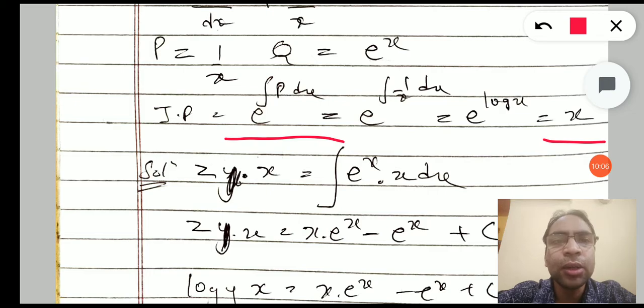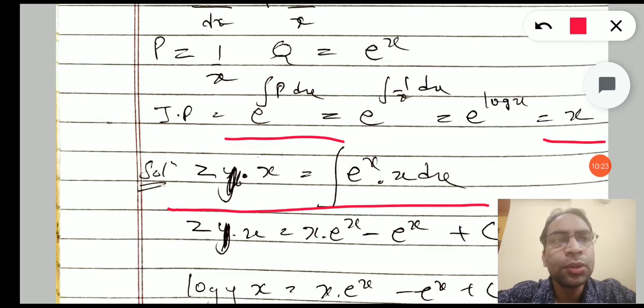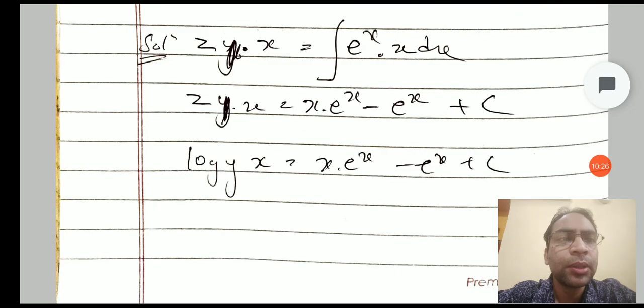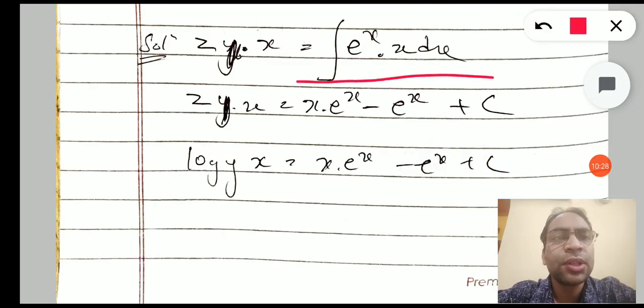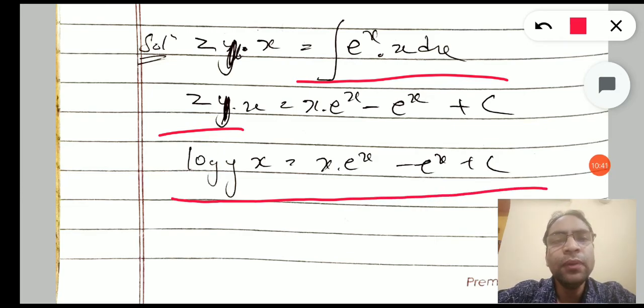Now we'll simply write the solution of the linear differential equation. The solution is z dot x is equal to the integral of e to the power x dot x dx. If you do not know how to write the solution of a linear differential equation, please watch my previous video where we solved the linear differential equation. We have just written the solution and are performing this simple integration. We use the product rule, and finally by replacing z, this comes to be log y dot x is equal to x dot e to the power x minus e to the power x, and finally plus a constant of integration.